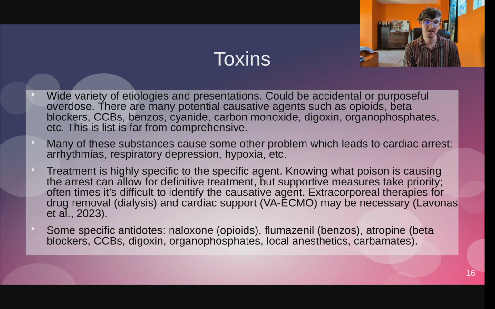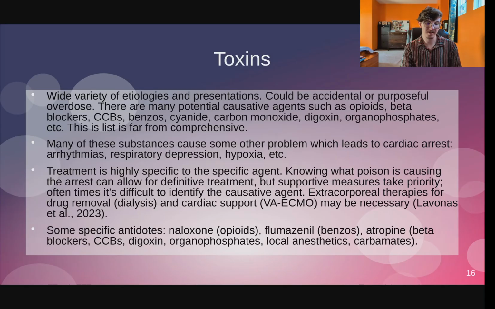Most of these substances cause some other kind of problem, which leads to cardiac arrest, right? You might get arrhythmias, respiratory depression, hypoxia, something like that. Acidosis. Treatment is highly specific to what the agent is, right? You don't know the antidote if you don't know what they're poisoned with. Knowing what poison is causing the arrest will allow for definitive treatment, but supportive measures take priority. You have to treat the patient in front of you, and it is not always feasible to identify the causative agent. Extracorporeal therapies for drug removal, like dialysis, and cardiac support, like VA ECMO, might be necessary to buy your patient enough time to metabolize the toxins out of their system.